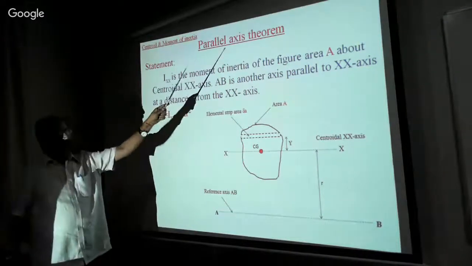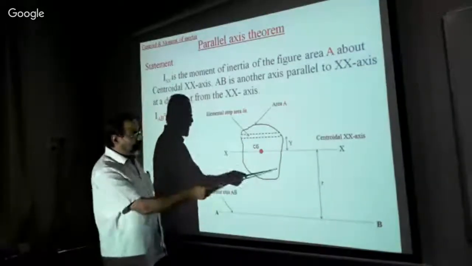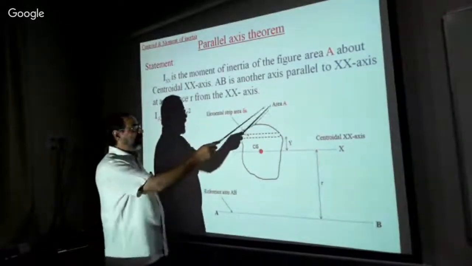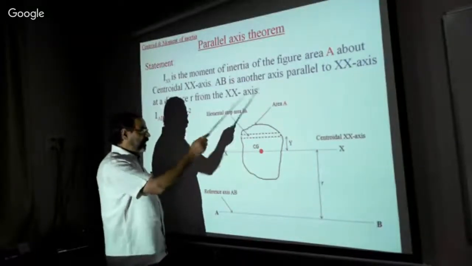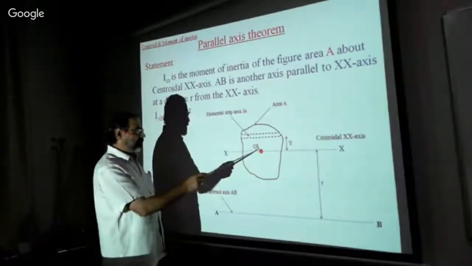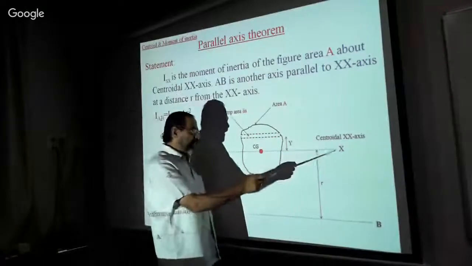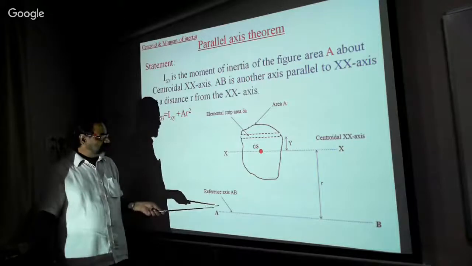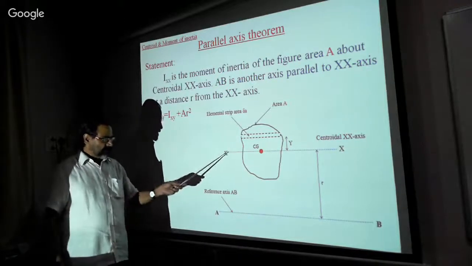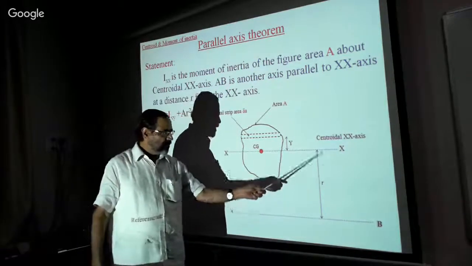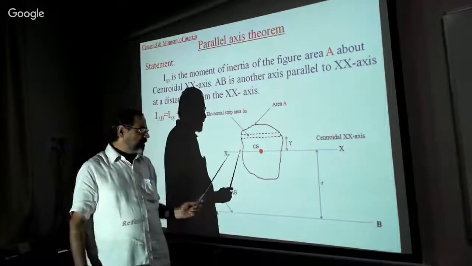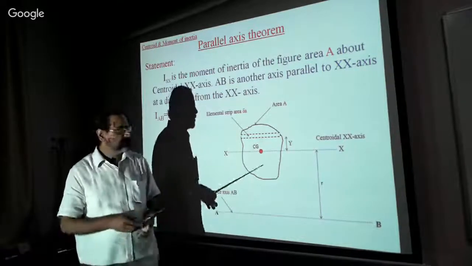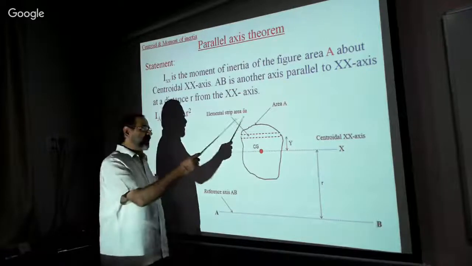Another theorem, the parallel axis theorem. It means, if you consider a plane figure having area A, and this is the centroidal x-axis, and another axis which is parallel to the x-axis at a distance r from the x-axis. This is the statement of the parallel axis theorem.